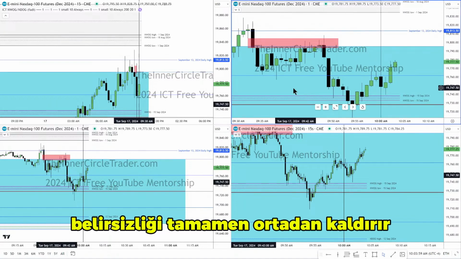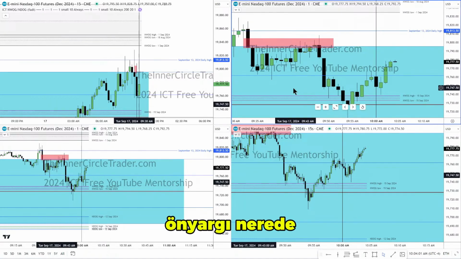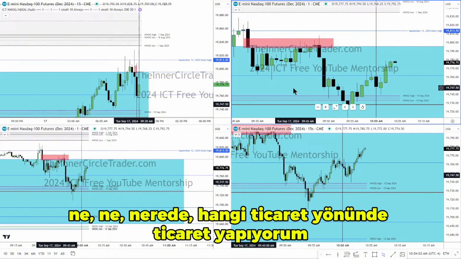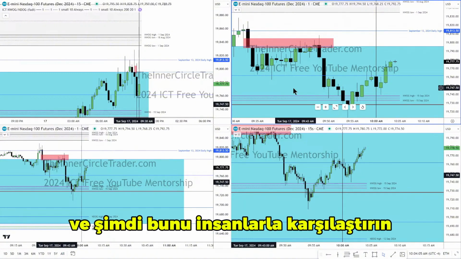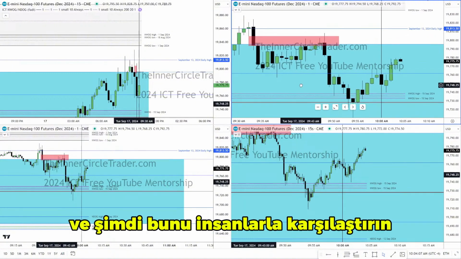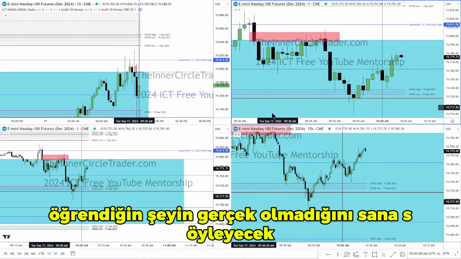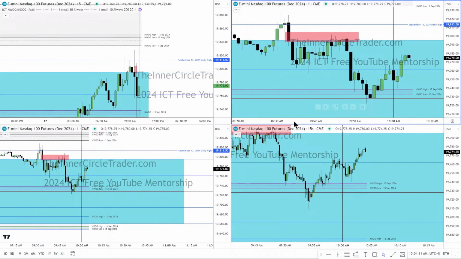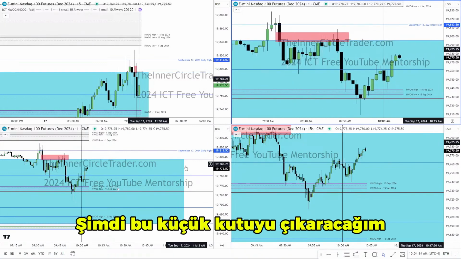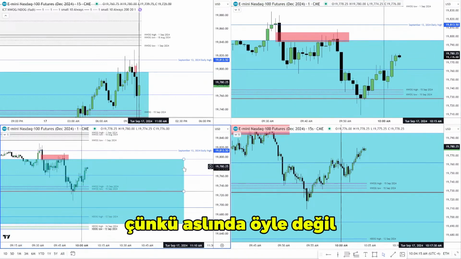It completely strips away the ambiguity of where's the bias? What trade direction do I trade in? And now contrast that with people that will tell you what you're learning isn't real, or there's no real logic to it. I'm going to take this little box off now because it's actually not that.